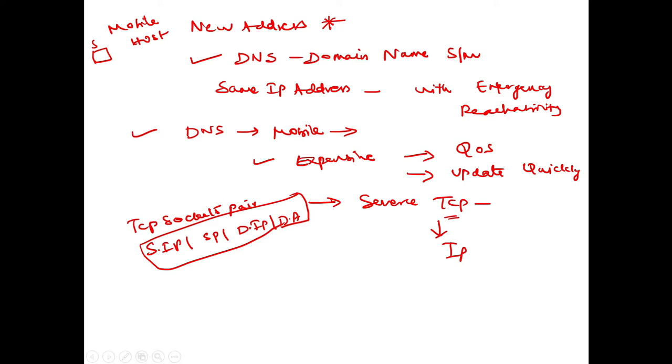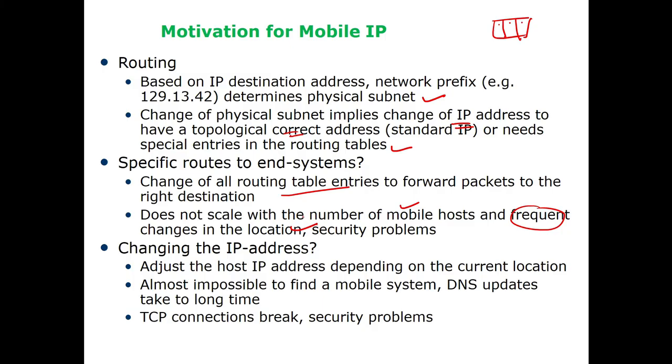Right? So these are the things required in the TCP sockets. So why do we go for mobile IP? The motivation behind going for mobile IP is that the destination address network prefix, for example 129.13.42, determines a physical subnet. I already explained that.